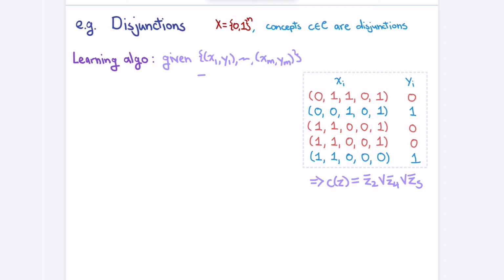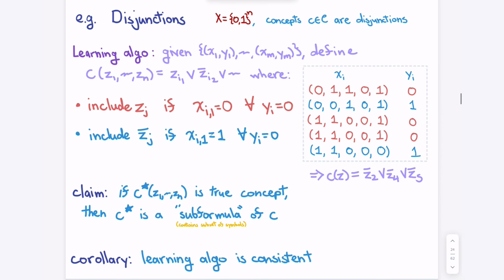Yeah, you can go through and say, should I include x1, right? Or not x1. And if either of them works, just take it. And that will output something that's consistent. Or if you don't come out with anything that works, then it's impossible. Right, so you can include zj if xi1 is equal to 0 whenever y is equal to 0. Otherwise, this kind of greedy thing is not so hard to see.